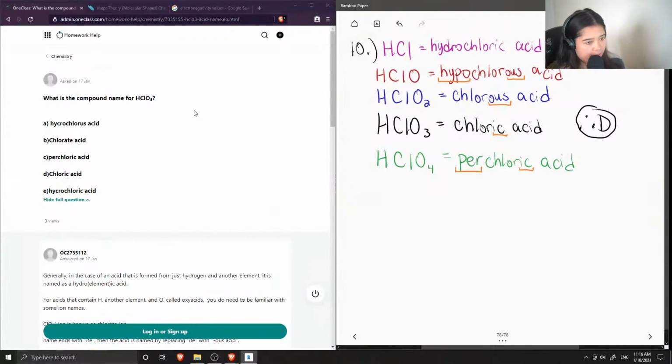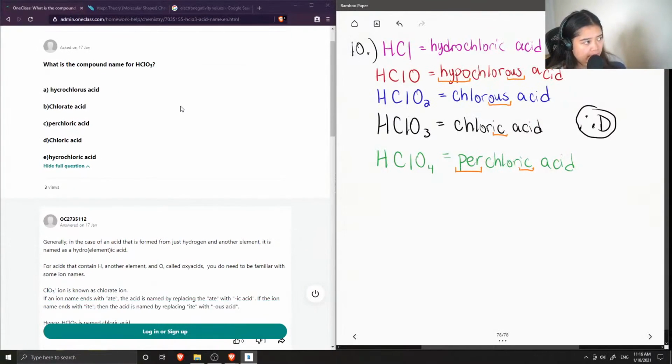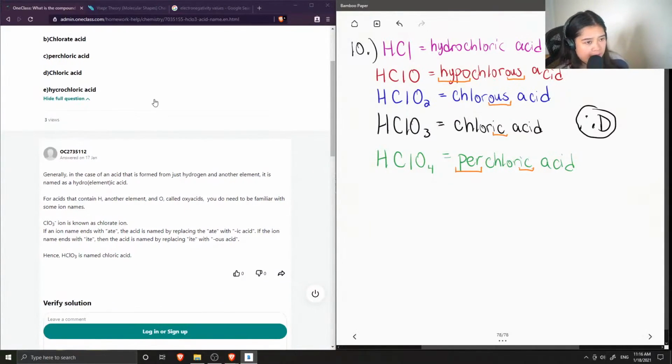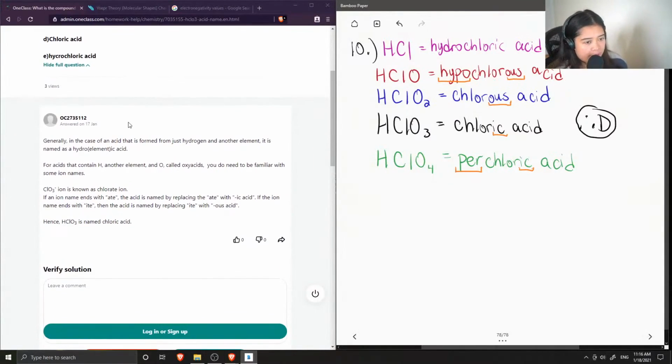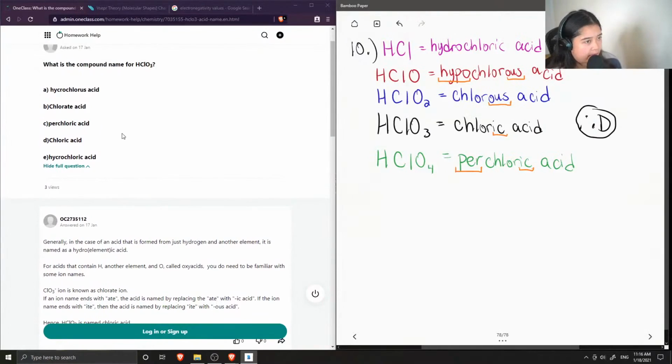So it takes some getting used to, but the more practice you do in naming compounds like this, the easier it gets. I myself haven't done a lot of this in a while, so I'm a bit rusty, but those are basically all of the acids here, with the exception of chlorate acid, which I don't think exists. So the rest are real acids.